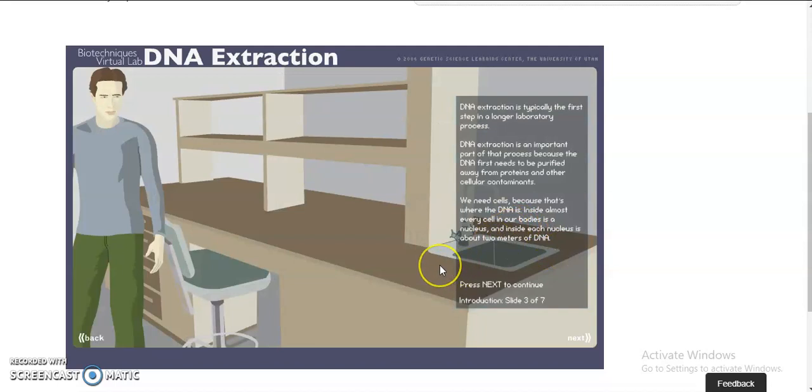DNA extraction is typically the first step in a larger laboratory process. It is an important part of the process because DNA first needs to be purified away from protein and other cellular contaminants. We need cells because that's where the DNA is inside. Almost every cell in our bodies has a nucleus, and inside each nucleus is about 2 meters of DNA.